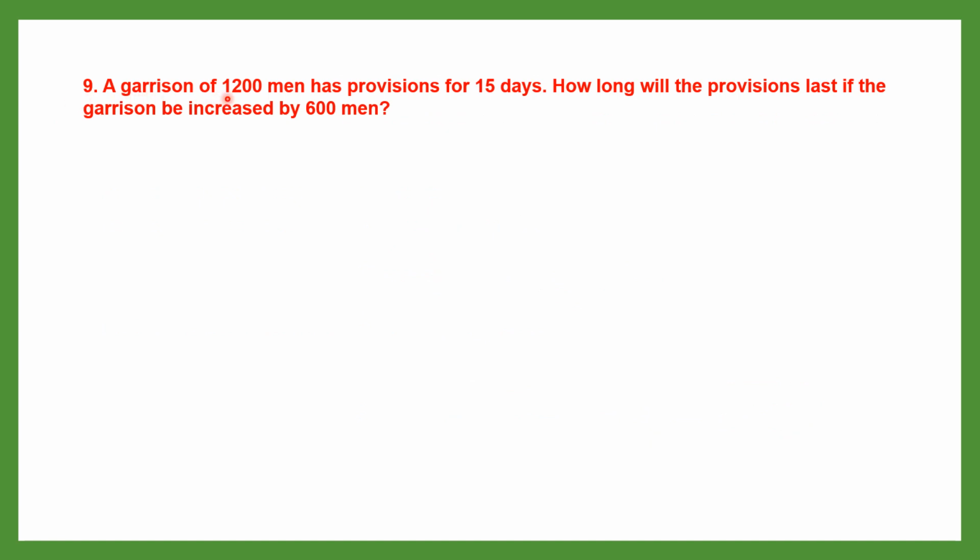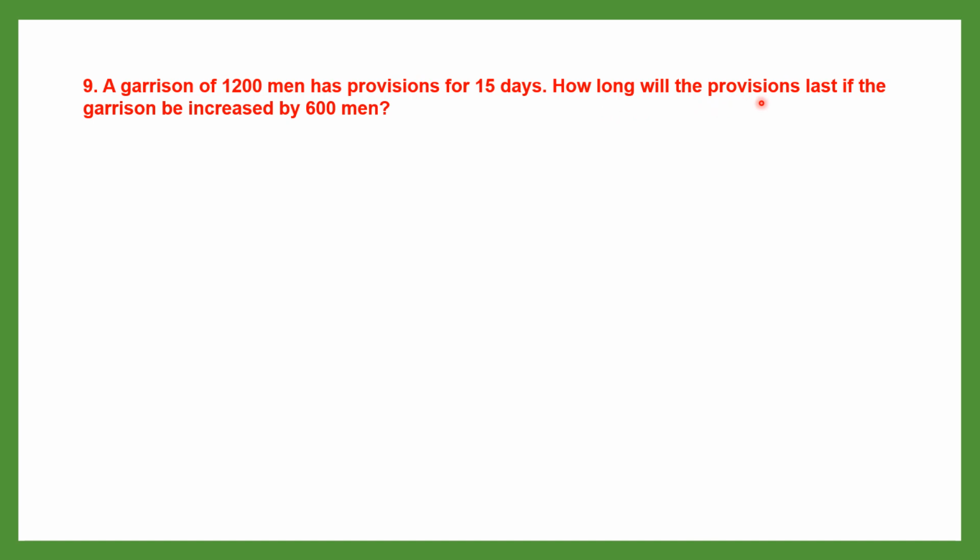Question 9. A garrison of 1200 men has provisions for 15 days. How long will the provisions last if the garrison be increased by 600 men? What is a garrison? It's a group of soldiers who are asked to be in a particular place to defend that place. So this will be a group of soldiers. Now how many men were there in that garrison? There were 1200 men. And they had provisions. Provisions are food and other things that are needed for them to carry on with their daily life. So they had provisions for 15 days. So 1200 men had enough provisions which could last for 15 days.